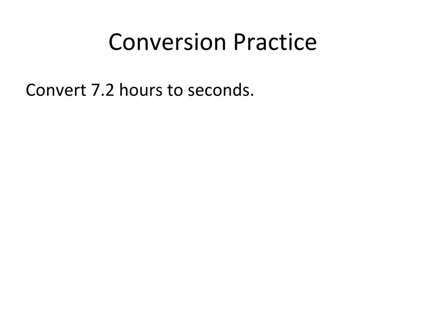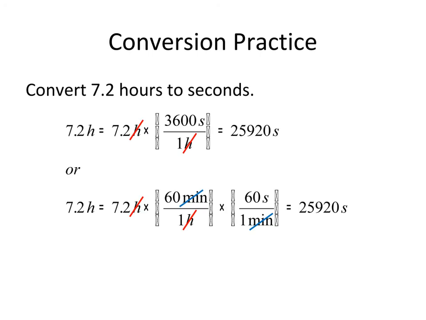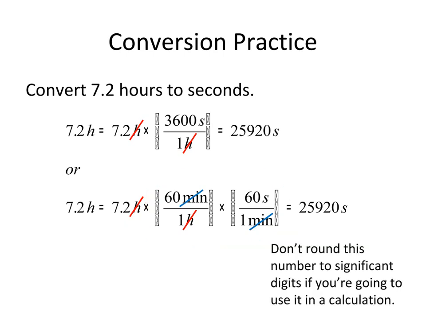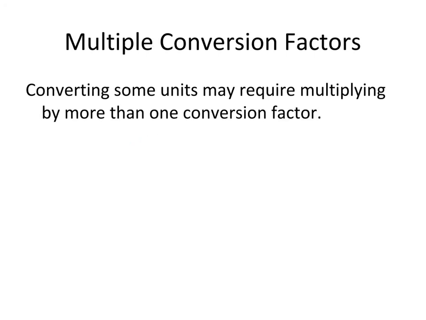Let's convert 7.2 hours to seconds. So we multiply 7.2 hours by 3,600 seconds in each hour, or if you want to expand it, you can see we have 60 minutes in an hour, and then we multiply by 60 seconds in a minute. It's important not to round this number to significant digits if you're going to use it for a calculation later on. Sometimes we need more than one step when we're converting units.